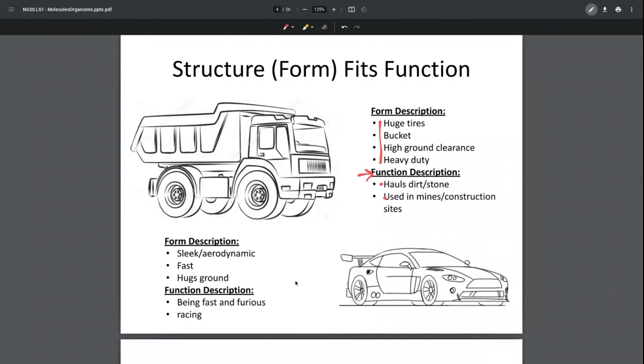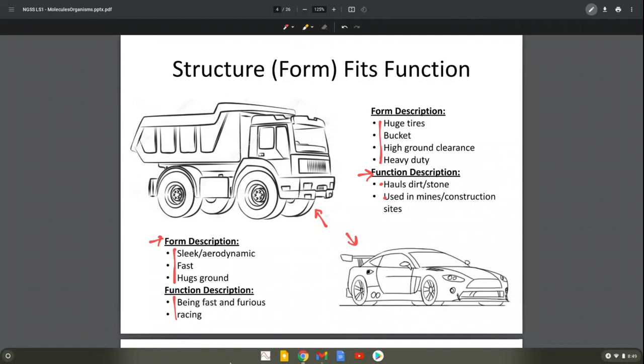Whereas this race car is basically exactly the opposite. This thing is going to be built to be as heavy as it possibly can and still function, and this guy is going to be built to be as light as it can. So some of its structures: it looks sleek, it's aerodynamic, it hugs the ground, it's made to be fast. Its function is being fast and furious, maybe racing. So each of these are both vehicles, but they have different functions. So they look different. Their structures are different.